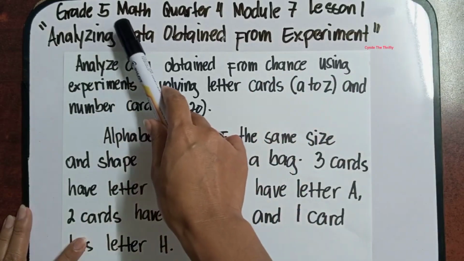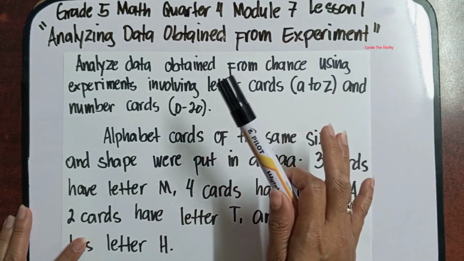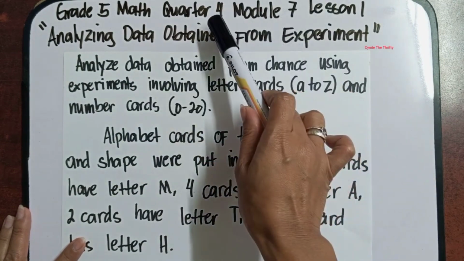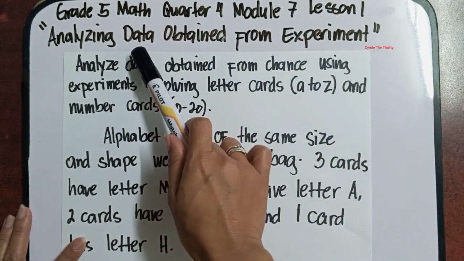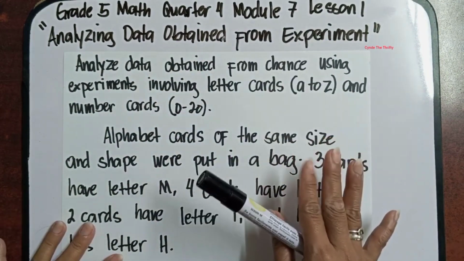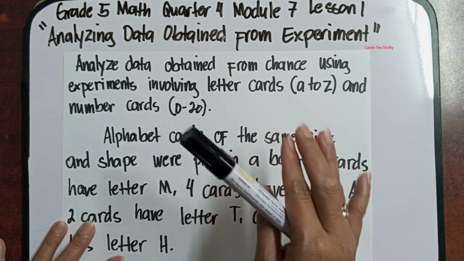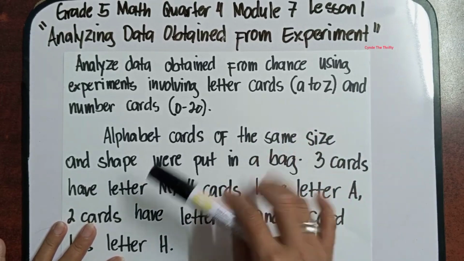Ngayon is nasa grade 5 Math, quarter 4, module 7, lesson 1. So nasa module 7 na tayo, last na module na ito sa quarter 4. That is analyzing data obtained from experiment. Ngayon is pag-aaralan natin kung paano tayo mag-analyze ng data na na-obtained natin or nakuha natin sa ating mga experiment.